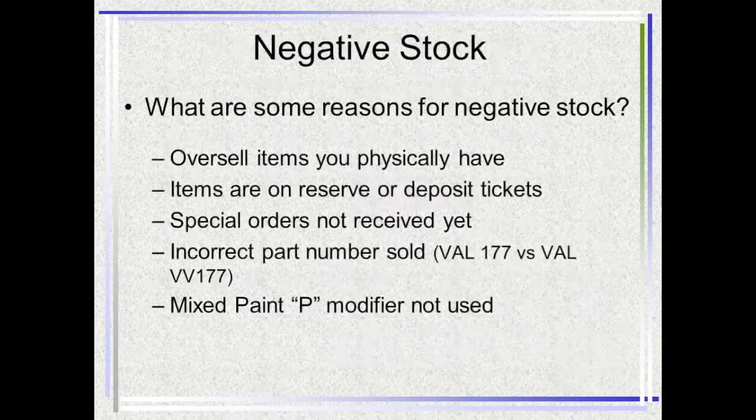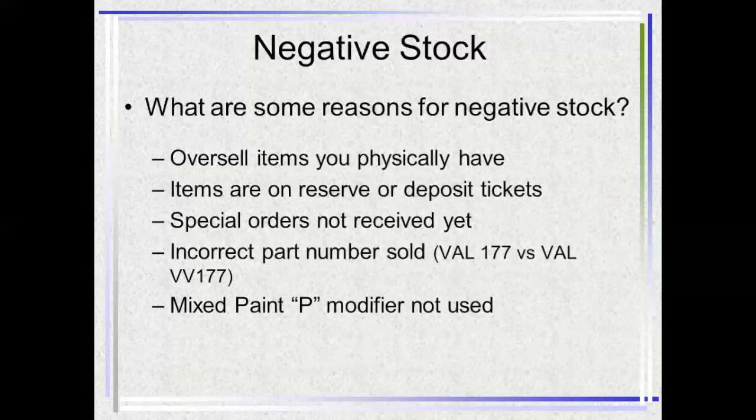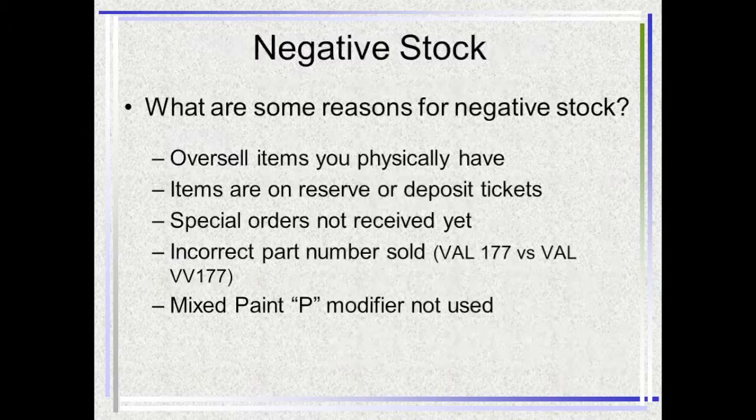Some reasons for negative stock are having more items on your shelf than what our PartsWatch system shows. An example would be having 4 batteries on the shelf and the computer is only showing 3. Items are on a reserve or deposit ticket and haven't been received into the computer.